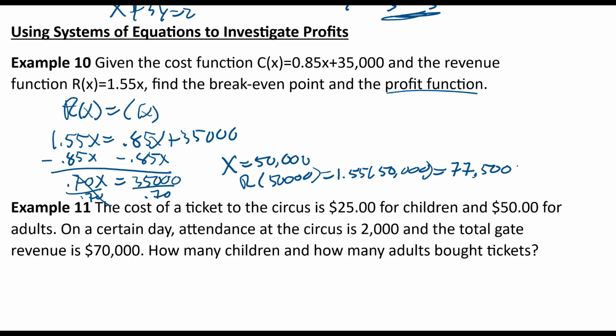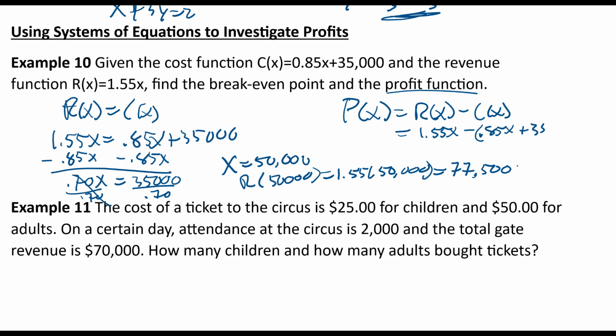The next part, it asks for the profit function. So profits, if I can write correctly, be helpful. Profit in terms of x is going to be revenue minus the costs. So it's going to be 1.55x minus (0.85x plus 35,000). So I can distribute through and subtract. So that's where we get our 0.70x minus 35,000.